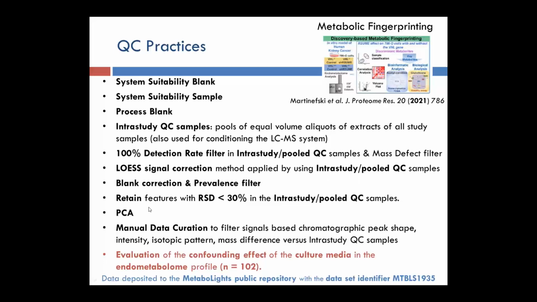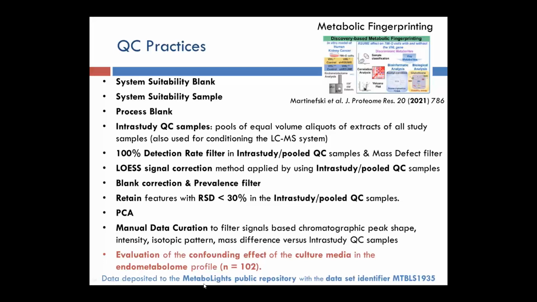We also conducted blank correction and prevalence filters and retained features under a threshold of relative standard deviation in pool QC samples. We inspected the data by means of PCA, and we also applied the different manual curation steps that I mentioned before. And in particular, in this study, we also found an important point related to the experimental design, that was to analyze a large number also of samples from in vitro models that allowed us to evaluate the confounding effect of the culture media in the endometabolome profile.